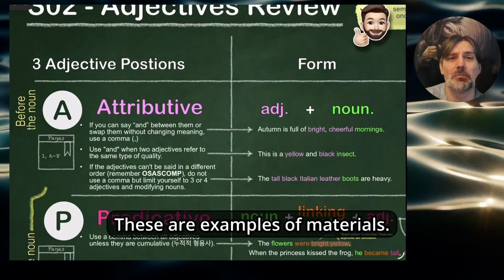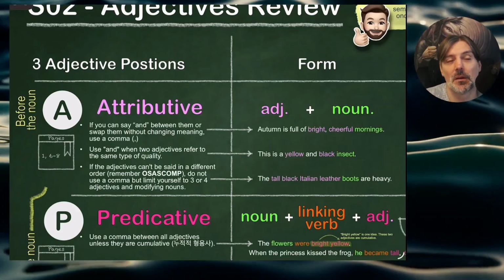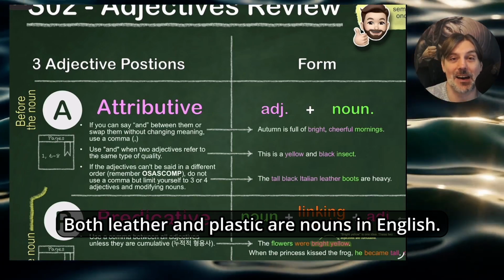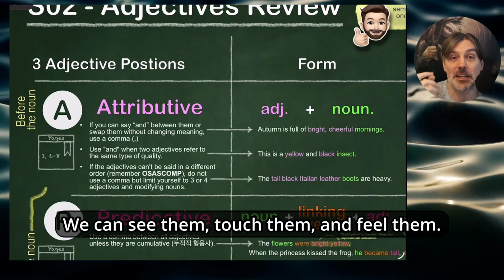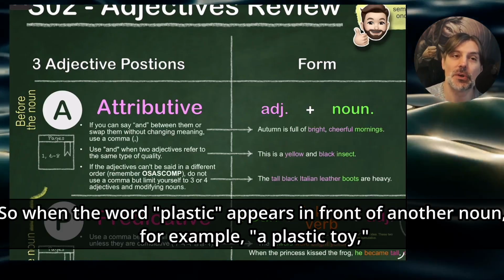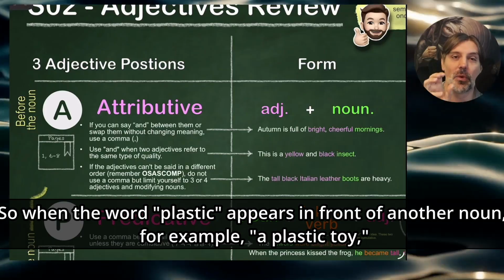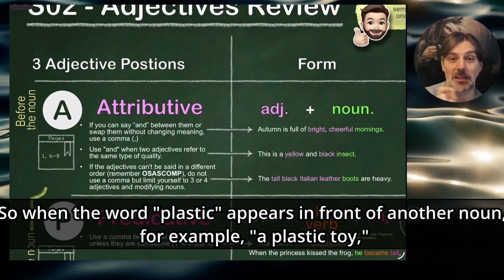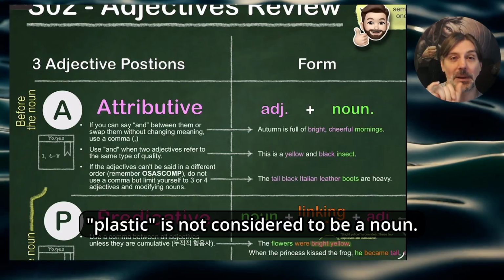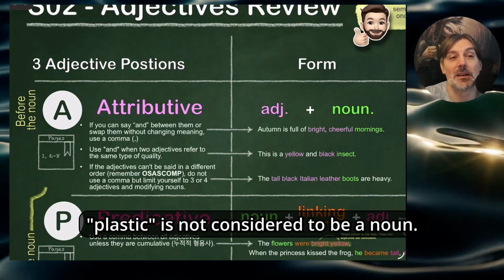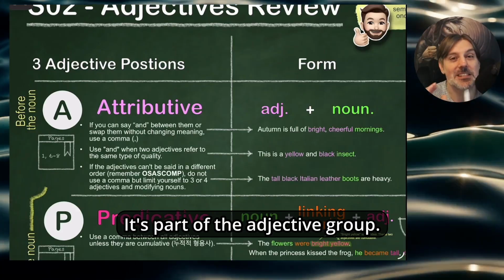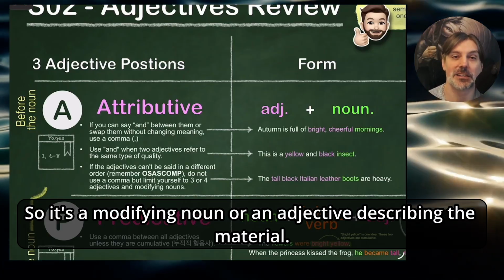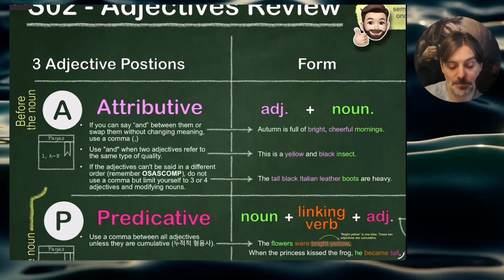These are examples of materials. Both leather and plastic are nouns in English. We can see them, touch them, and feel them. So when the word plastic appears in front of another noun, for example, a plastic toy, plastic is not considered to be a noun. It's part of the adjective group. So it's a modifying noun or an adjective describing the material.